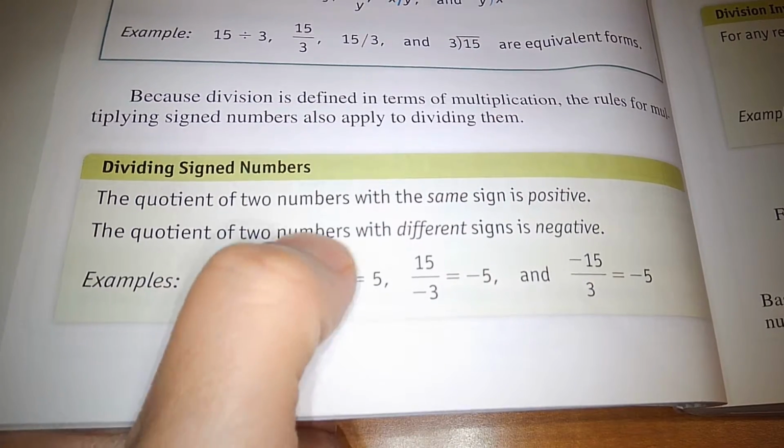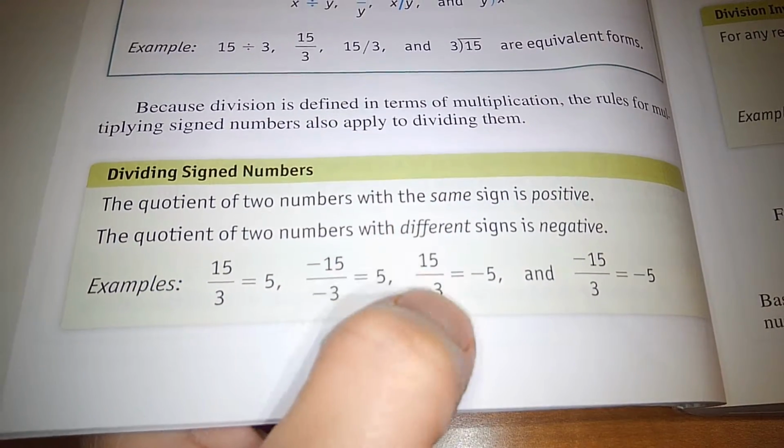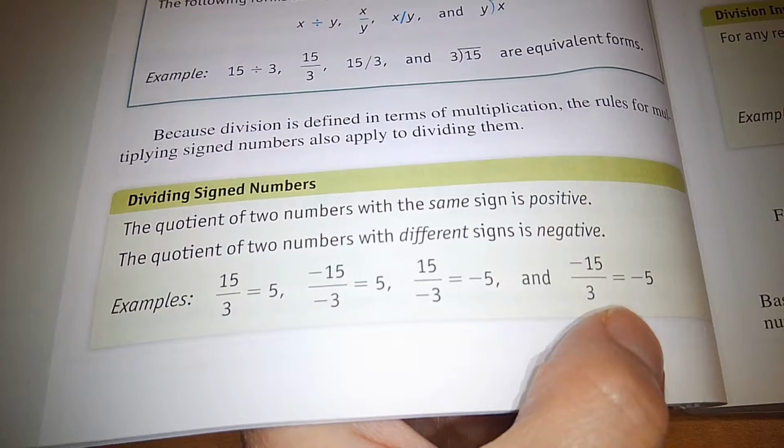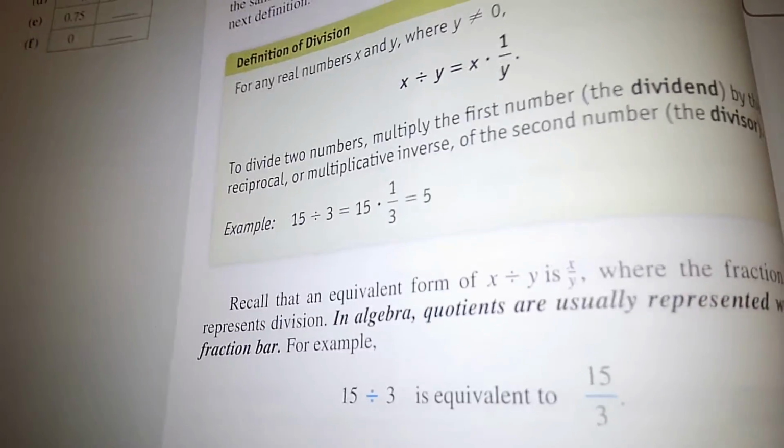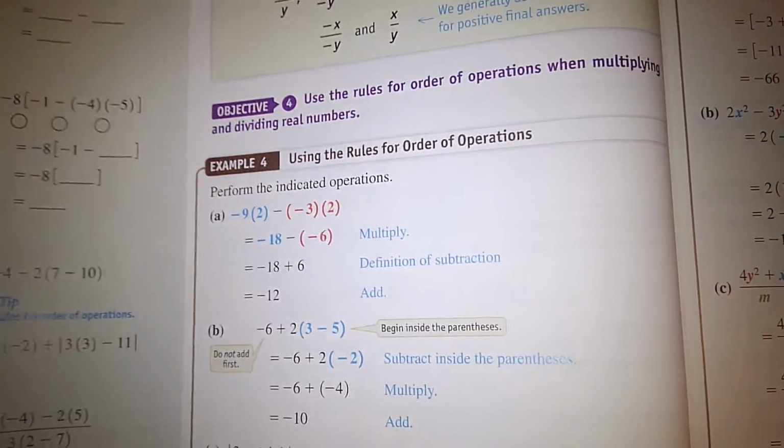So it has the same rule as multiplication. Both positive or both negative give us a positive result. One positive, one negative give us what? Negative result. Okay. I'm glad that you guys are doing okay, very good so far. So there are some other conclusions.